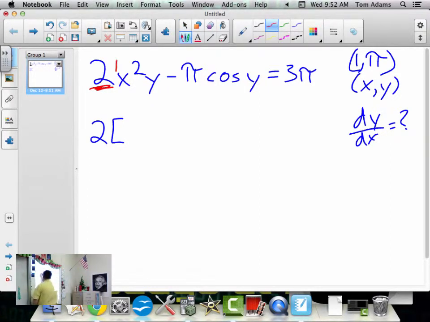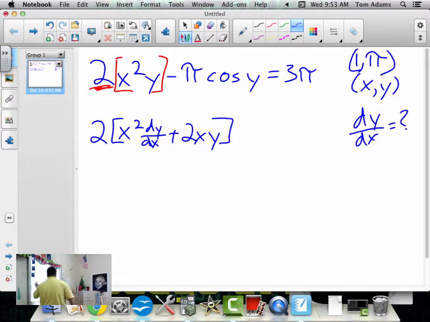Then for this stuff right here, that's the product rule. So I'm going to take my first term, leave it alone, and multiply it by the derivative of the second term, which is 1 dy dx. But for the product rule, I've got to add the reverse of that, which is the derivative of x, which is 2x, times the regular second term, which is y. So that's just the derivative of the stuff circled in red.